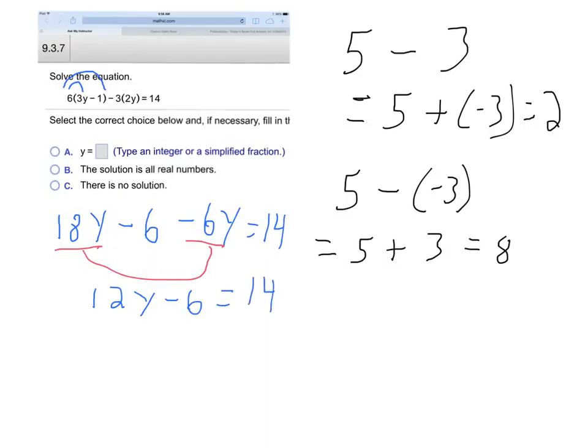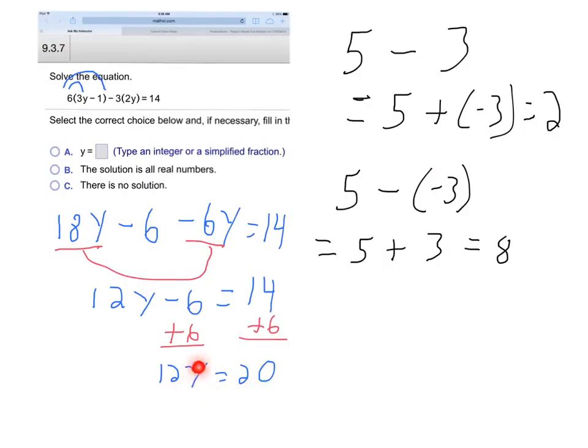We need to get the variable by itself here. We need to get rid of the minus 6. To get rid of the minus 6, we do the opposite to both sides. The opposite is plus 6. So I need to add 6 to each side. And so that'll give me 12y equals 20. Well, this is 12 times, it's understood to be times. It's 12 times y equals 20.